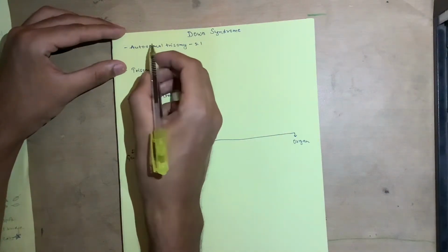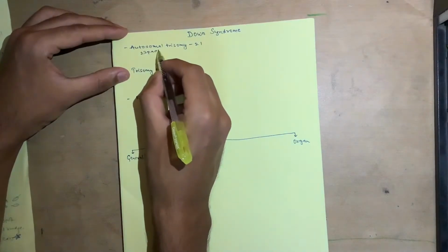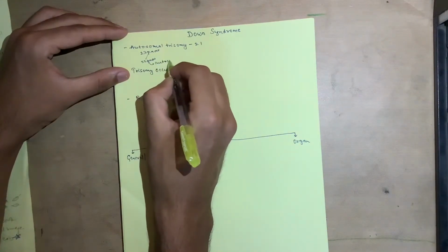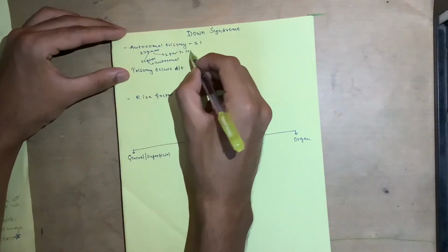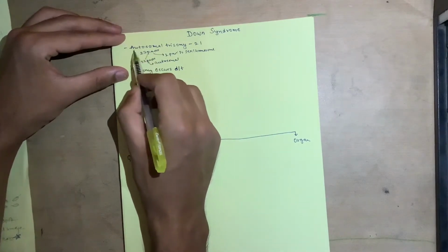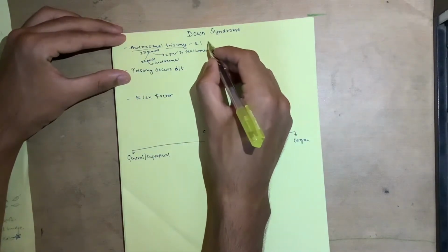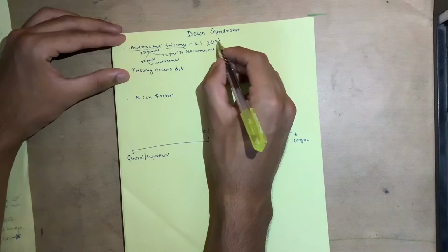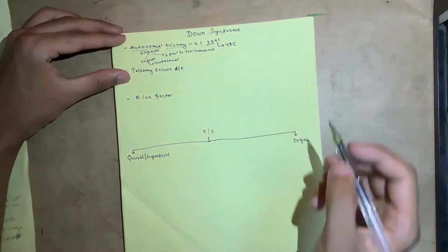In the human body, the cell has 23 pairs of chromosomes, out of which 22 pairs are autosomal and one pair is sex chromosome. So this involves an autosomal chromosome, hence it is called autosomal, and it is trisomy of chromosome number 21. That is, there is an extra chromosome in chromosome number 21. Normally there are two chromosomes and there is an extra one, making the total 47 chromosomes in a cell.